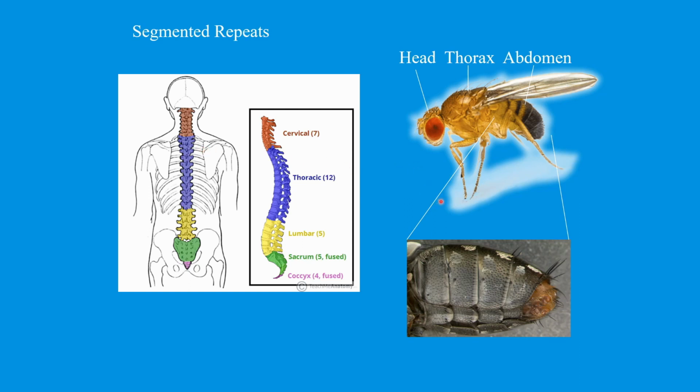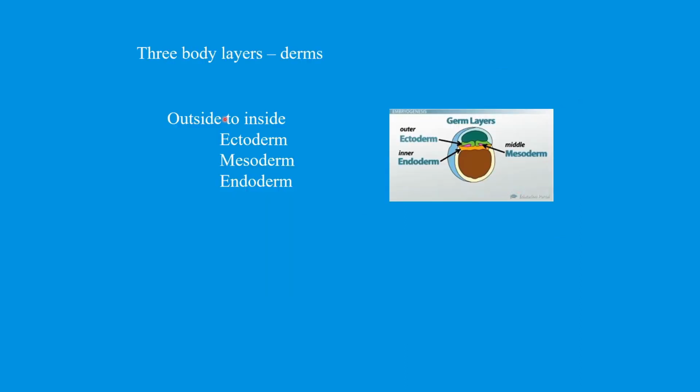And this happens too in invertebrates. We can see here in the abdomen, for example, the segments are very clear. So this means these animals are suited to study the processes involved in generating, for example, these segmented repeats or the dorsal ventral polarity. I have mentioned that the animals have three body layers: the derms, and from the outside to the inside, these are the ectoderm, the mesoderm, and the endoderm.